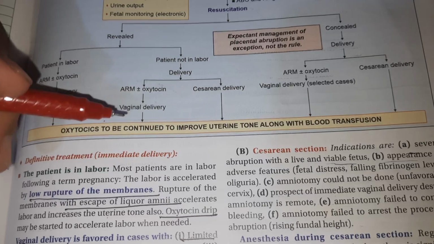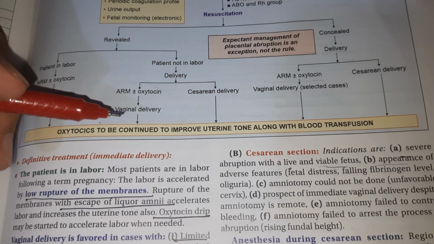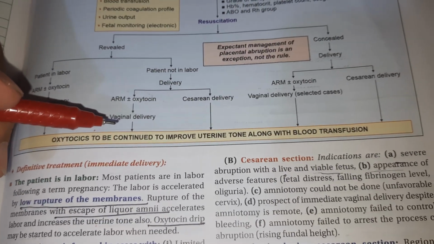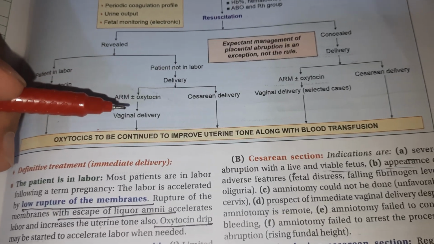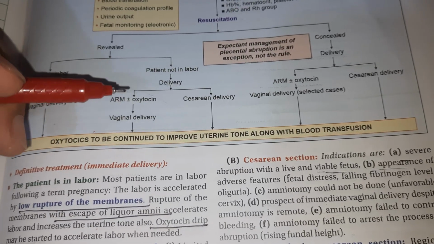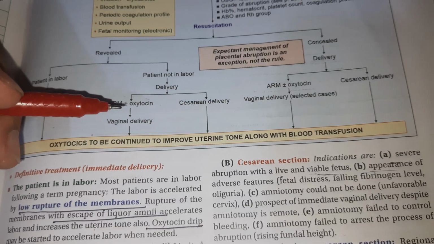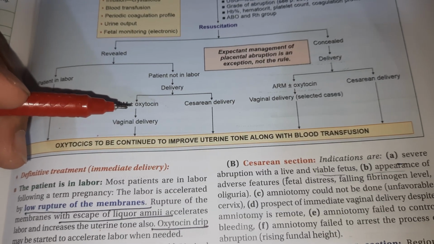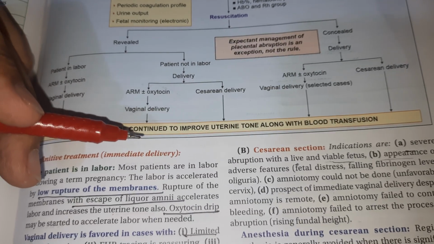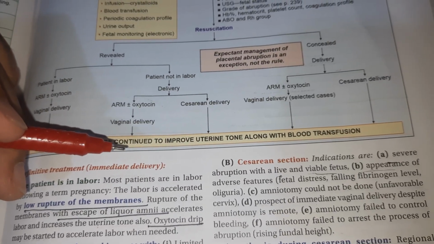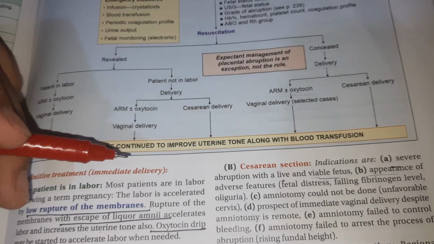The placenta with varying amount of retroplacental clot is expelled, most often simultaneously with delivery of the baby. The injection of oxytocin 10 international units IV or intramuscular, or injection methergine 0.2 milligram IV, is given with delivery of the baby to minimize the postpartum blood loss. And oxytocin should be used to improve the uterine tone along with blood transfusion.